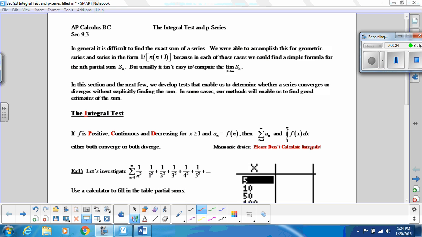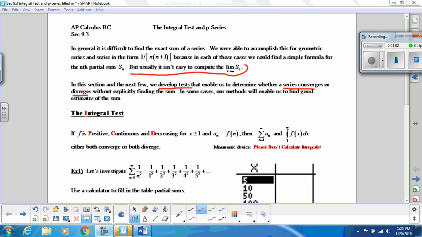All right, what I need you to understand is it's usually not easy to calculate this. Because of that, in this section and the next few sections, we're going to develop tests to determine whether a series converges or diverges. Okay, and we're going to do that without explicitly finding the sum. Sometimes in these cases, the methods will allow us to get good estimates of the sum, but at other times we won't know anything about the sum, and that's okay. We're really concerned with whether a series converges or diverges, and you'll see why a little bit later.